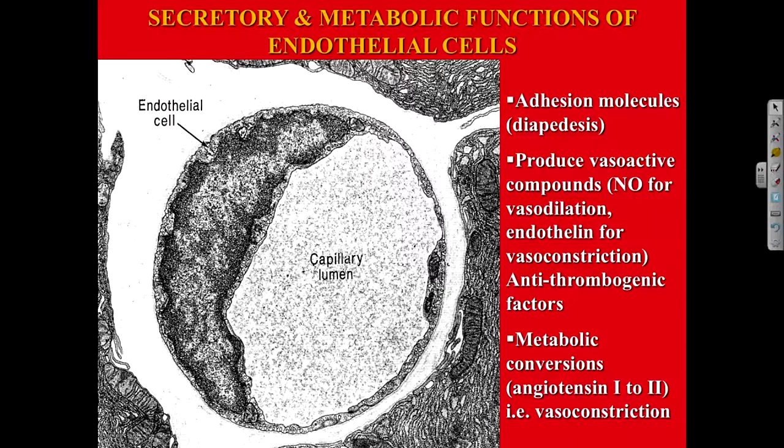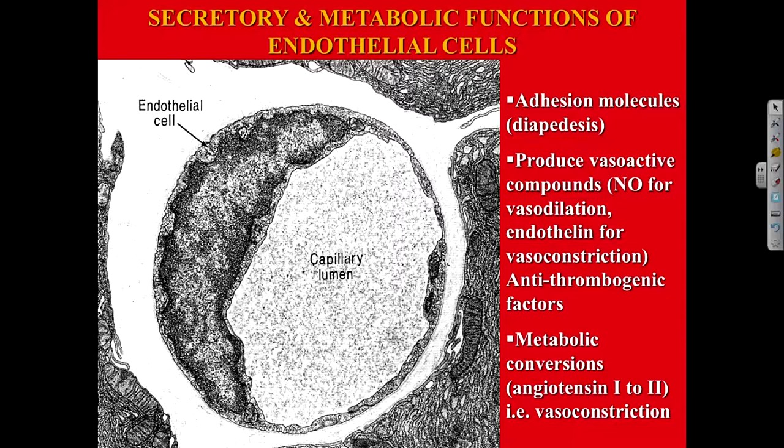These endothelial cells also produce vasoactive compounds such as nitric oxide, which plays a role in vasodilation, endothelin, which has the opposite effect, constriction, and they also secrete antithrombogenic factors, in other words, factors that prevent clotting. You don't want clotting in your capillaries because you're trying to maintain blood circulation, you don't want them clotted up because that defeats the purpose.